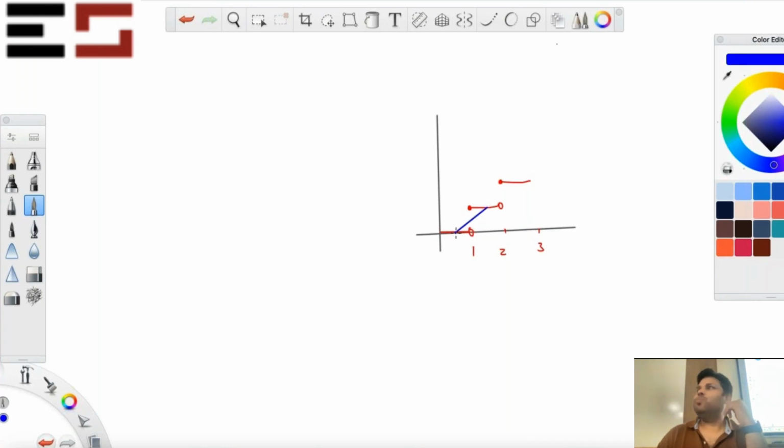Because if you connect these 2 points, this line is neither entirely below the graph nor entirely above the graph. So if you see from this point to this point, it lies above the graph. From this point to this point, it lies below the graph. Since part of it lies above the graph, we will say that it is not a concave function. Since part of it lies below the graph, we'll say that it is not a convex function. So it is neither concave nor convex.